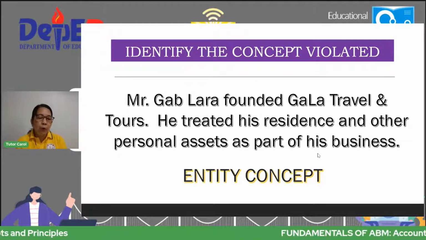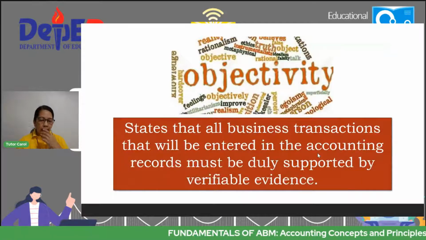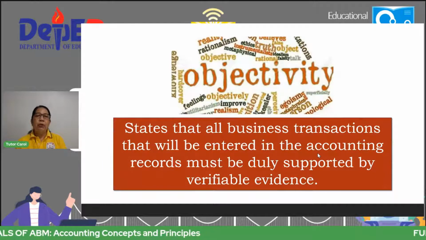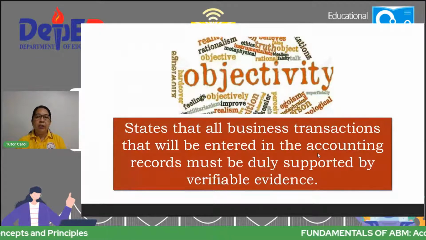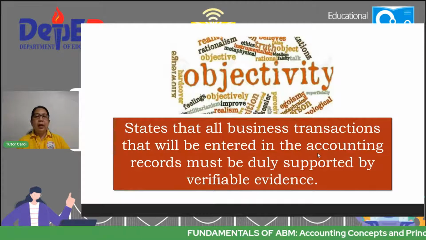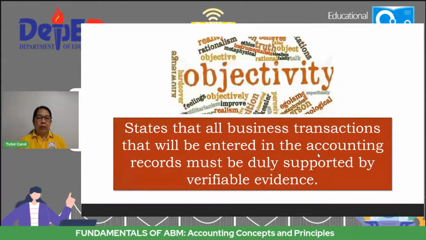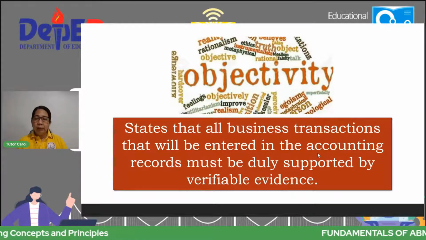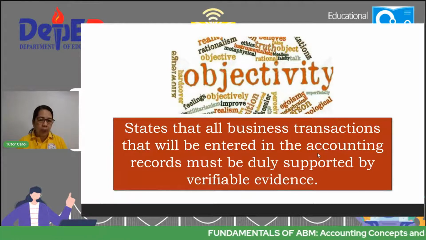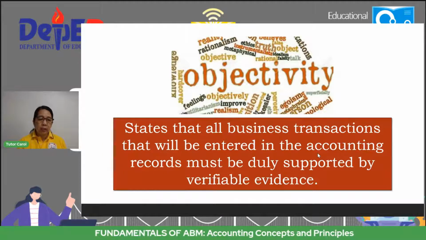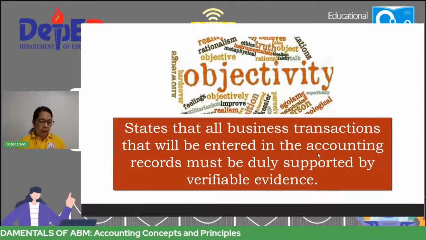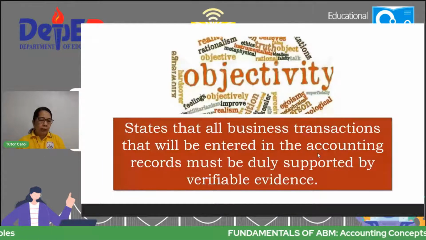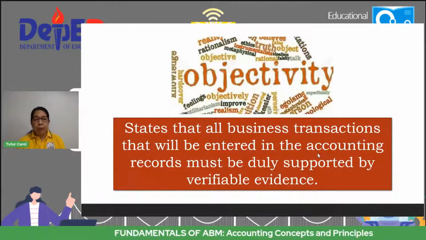Okay, sige. Moving forward, mag-aral tayo ulit ng iba pang concepts and principles. Okay, this time, objectivity. So, objectivity states that all business transactions that will be entered in the accounting records must be duly supported by verifiable evidence. Oo naman. Diba? Sa accounting, wala ditong hula-hula. Okay? Hindi pwedeng mag-record ng transaction na walang evidence. Okay? Ang tawag sa mga evidence na yan ay source documents or sometimes business documents or business papers.